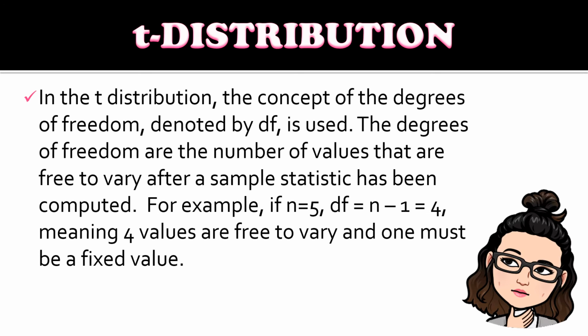In the t-distribution, the concept of the degrees of freedom, denoted by df, is used. The degrees of freedom are the number of values that are free to vary after a sample statistic has been computed. For example, if n equals 5, then df equals n minus 1 equals 4, meaning 4 values are free to vary and 1 must be a fixed value.